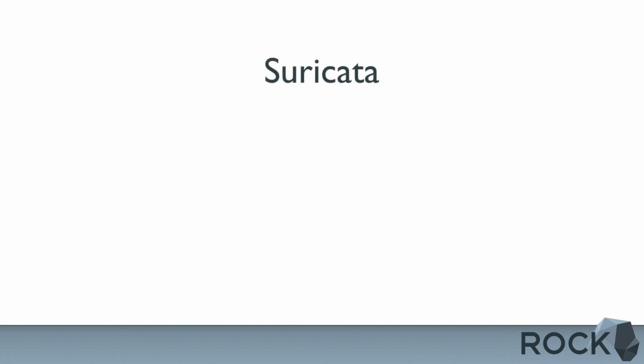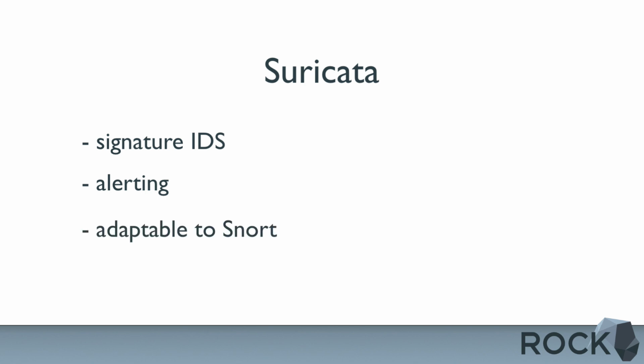Suricata is a traditional signature-based IDS that provides us alerts on known bad. Another popular IDS, Snort, can also be used with some configuration.